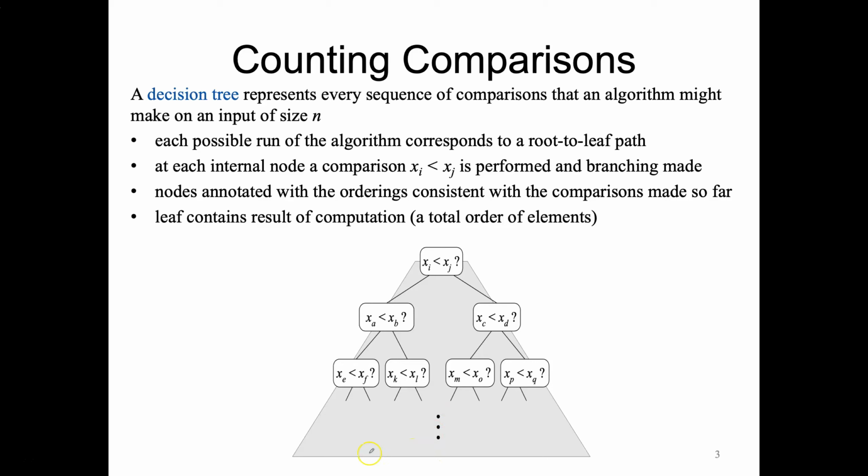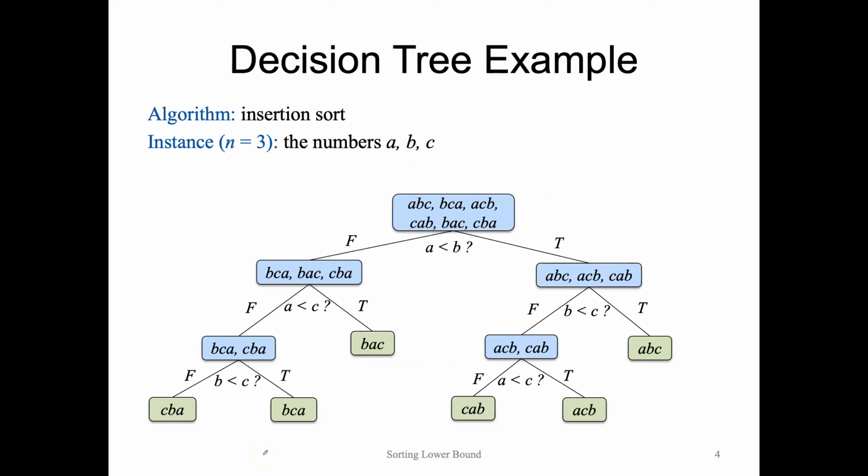So let me show you an example of what this decision tree would be for one particular algorithm. Let's say we're using in-place insertion sort, and we have three numbers, A, B, and C. These could be anything. They could be in any order. Maybe A is smaller or B is smaller. So the first node, our root node, contains all possible permutations of how A, B, and C could go together and what order they would go together.